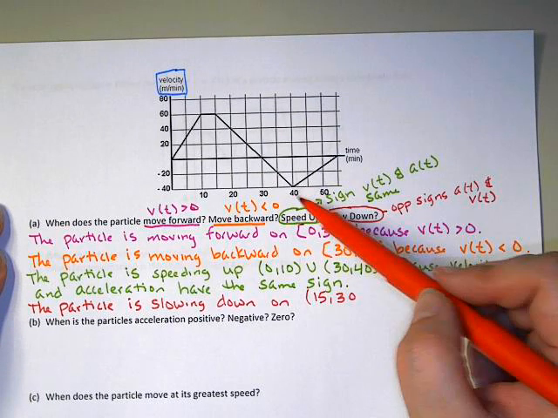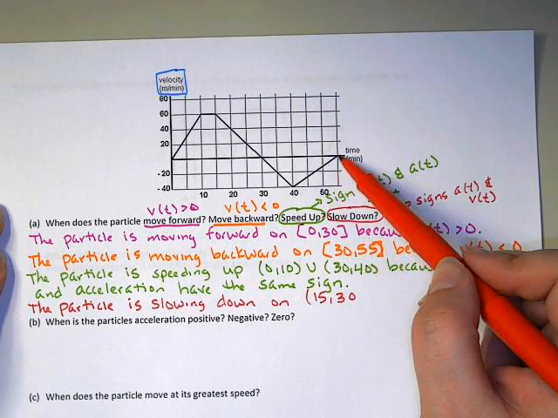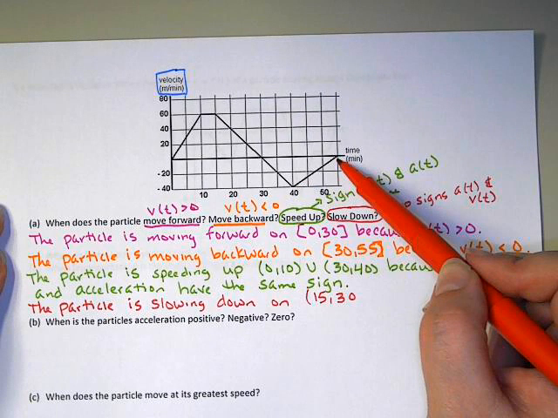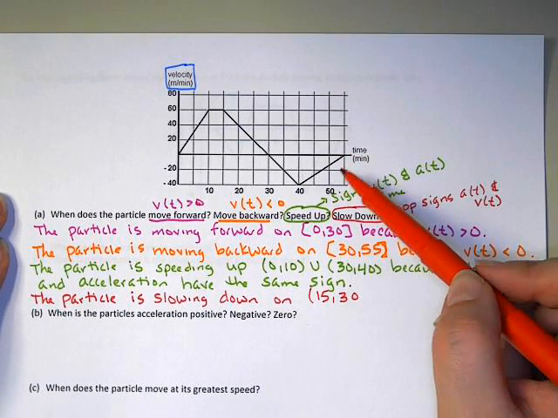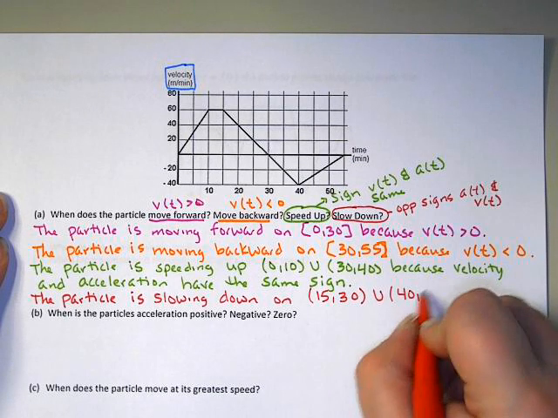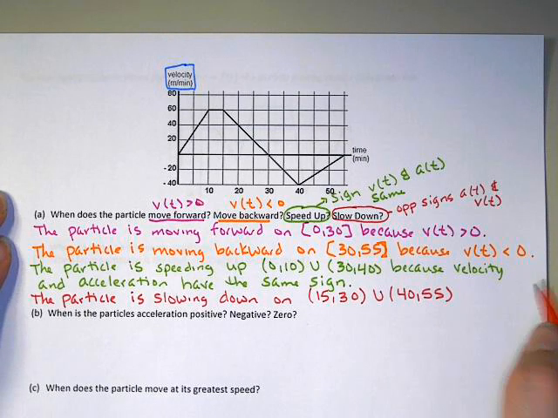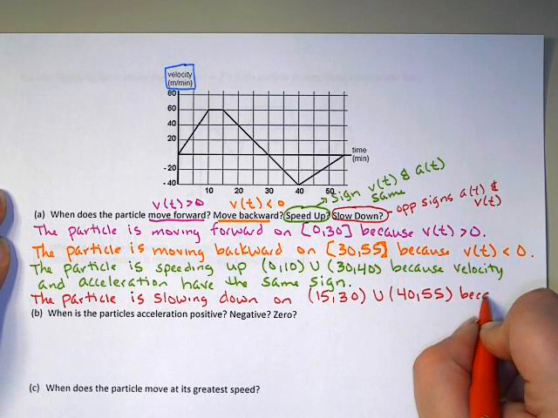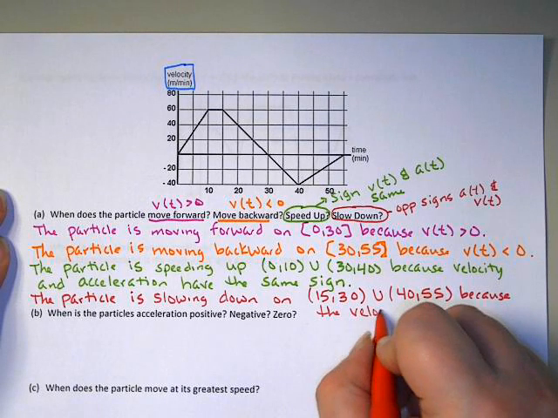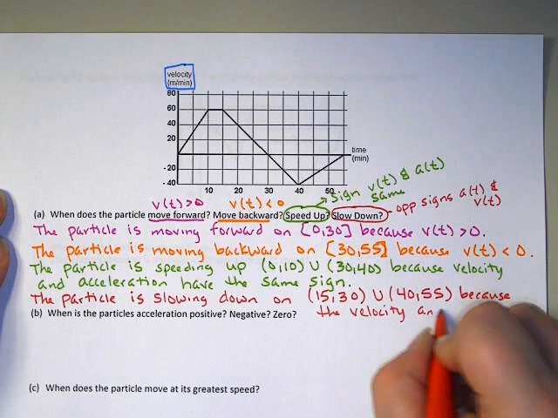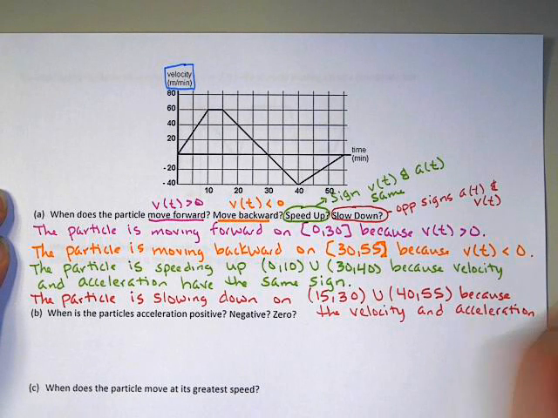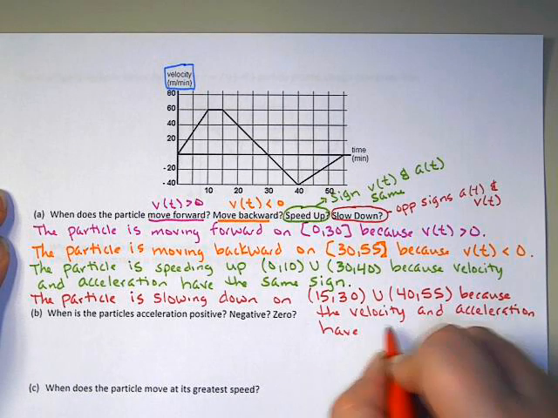And then let's see. Well, from 40 to 55, the velocity is negative, but the velocity is increasing, which means the acceleration is positive. So from 15 to 30, and then again from 40 to 55, the particle is slowing down because the velocity and acceleration have opposite signs.